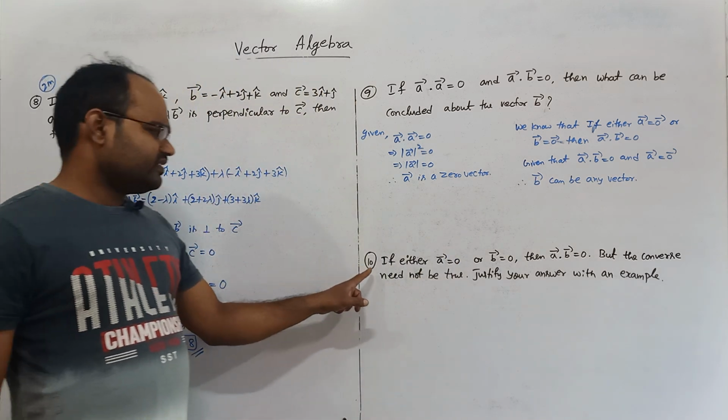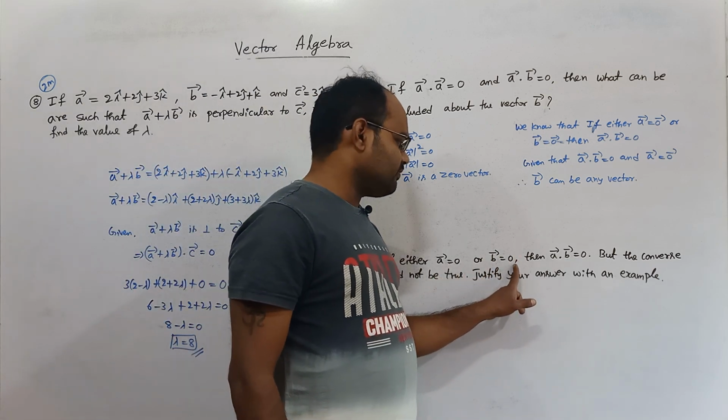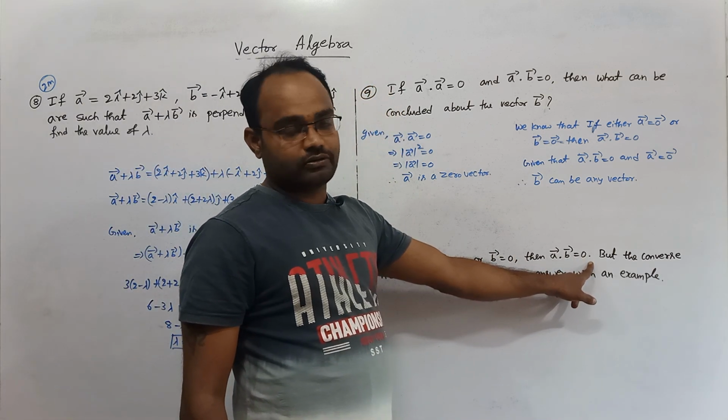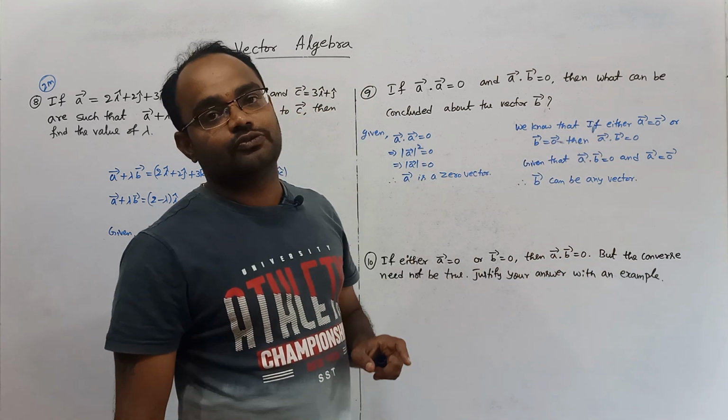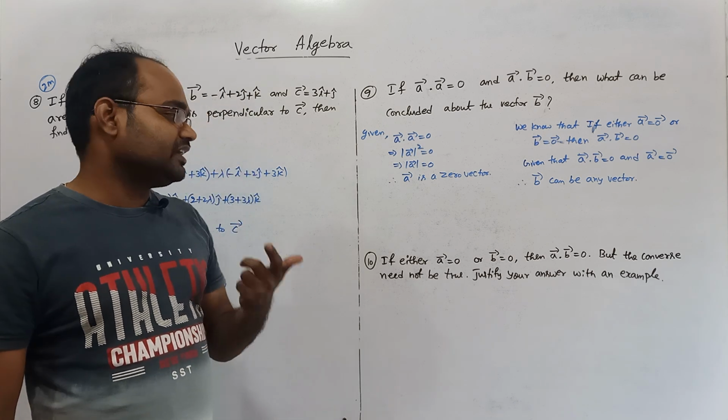Next one, if either vector A equal to 0 or vector B equal to 0, then A dot B is 0. So it is the same definition. This is true. But the converse is not true. Justify with an example. It is very simple.